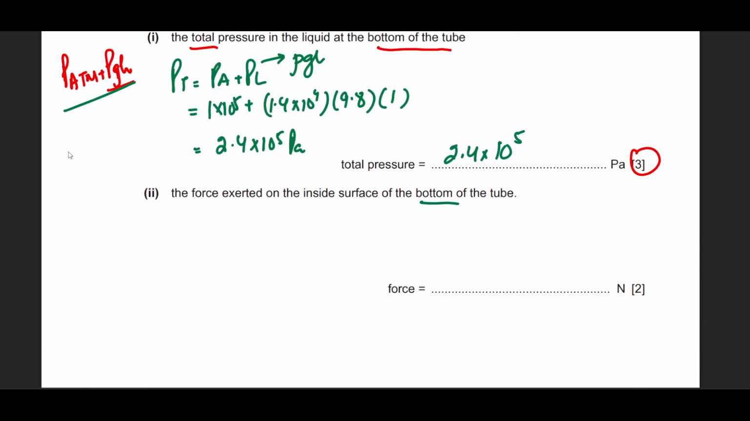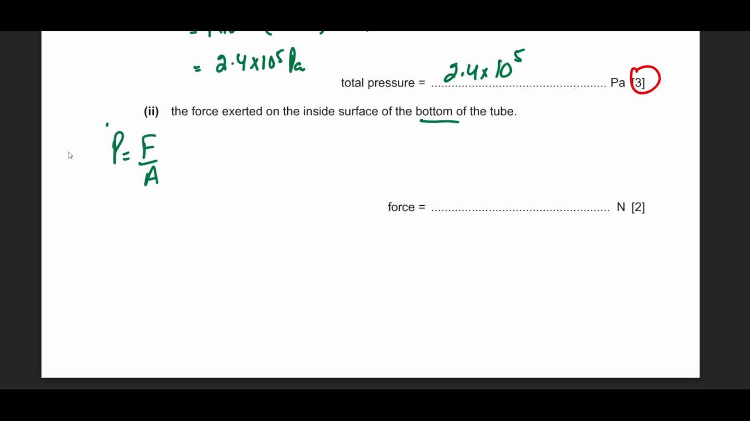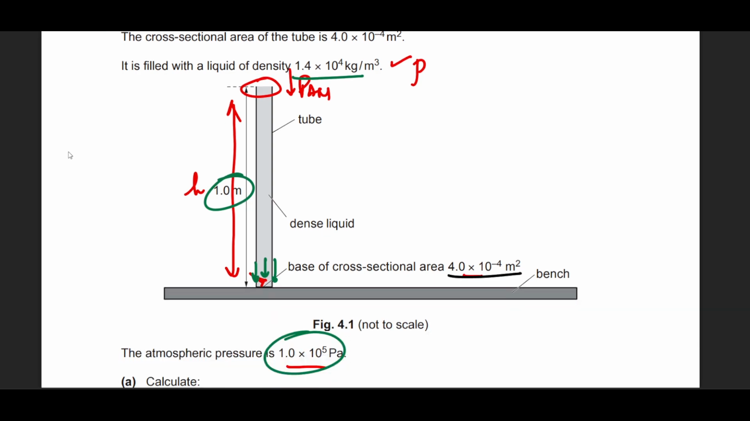For the force to be found, we're going to go back to the formula for pressure, which is force over area. So we have the pressure, we have the cross-section area, but we don't have the force. Pressure is what is being exerted, so this is 2.4 into 10 raised to power 5. Force we don't know, but the cross-section area is the same cross-section area that this base has in contact with the surface of the liquid.